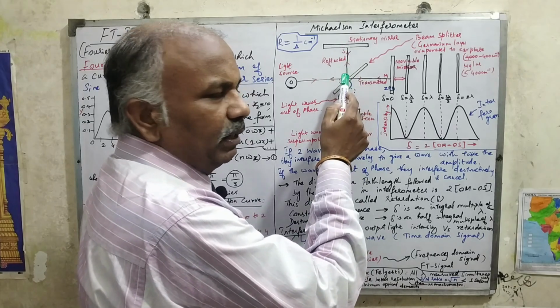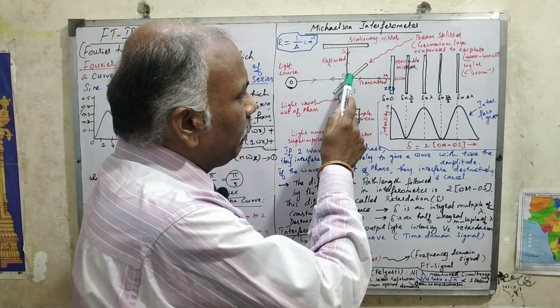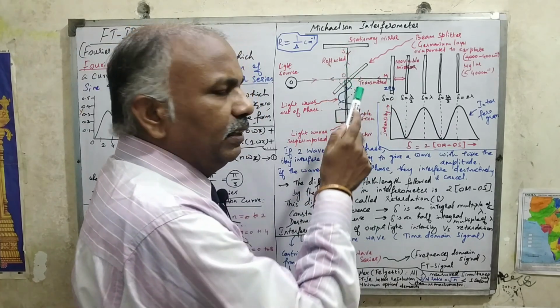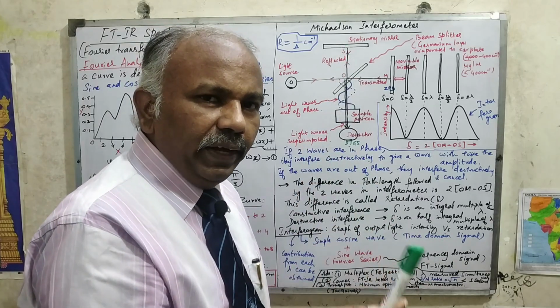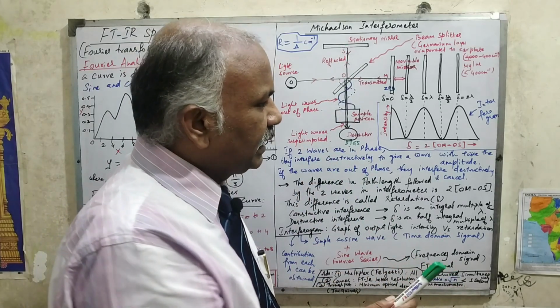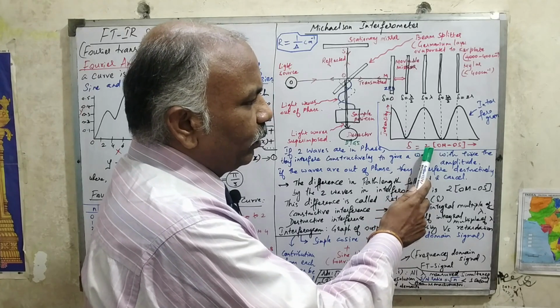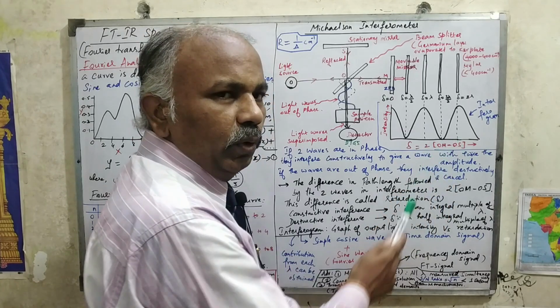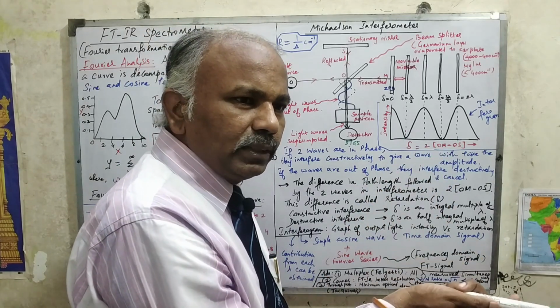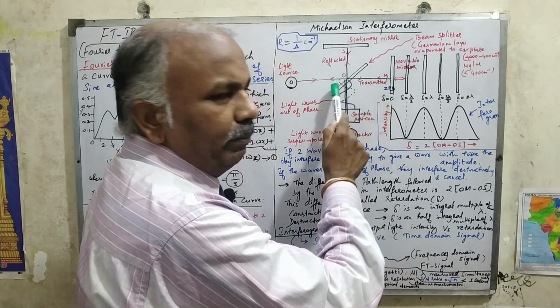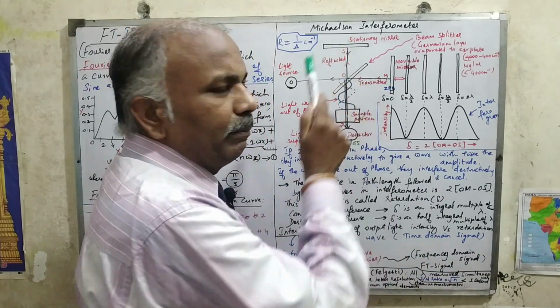This is the length traveled by the light rays. The difference in path length between the two waves in the interferometer is defined as retardation, which is given by delta. So delta is equal to 2 into (OM minus OS), right? Why 2 into (OM minus OS)? Because the light is traveling here and coming back. It is again traveling here and coming back, right?